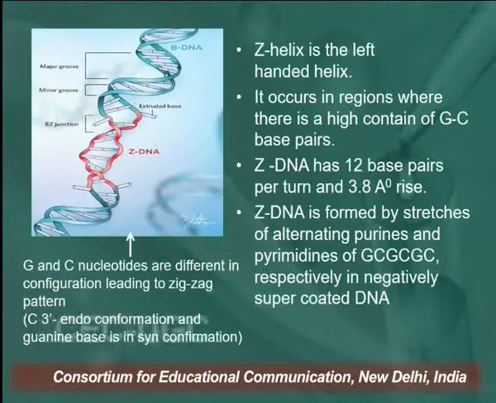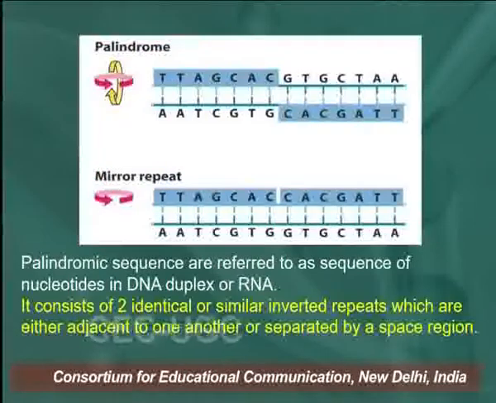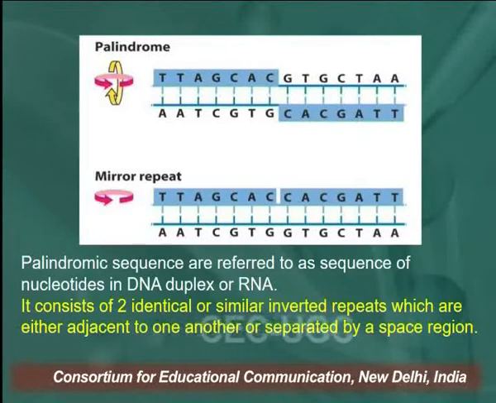The polynucleotides are different in configuration, leading to zigzag patterns, and the carbon atom is present in the endo conformation, and if there is a guanine base, it is present in the syn conformation. So this is the base sequence.